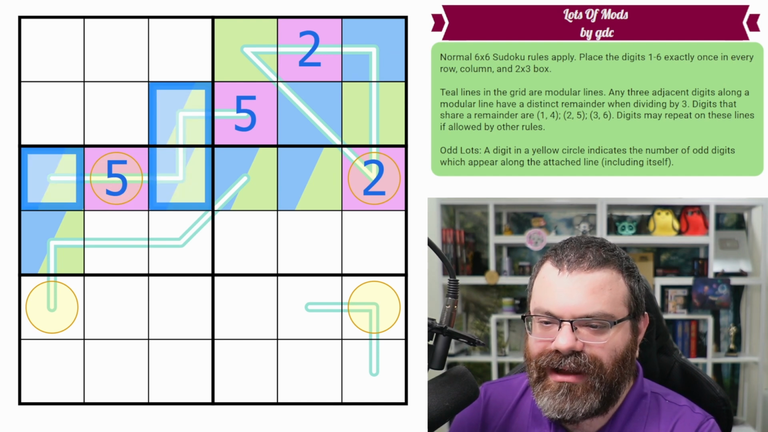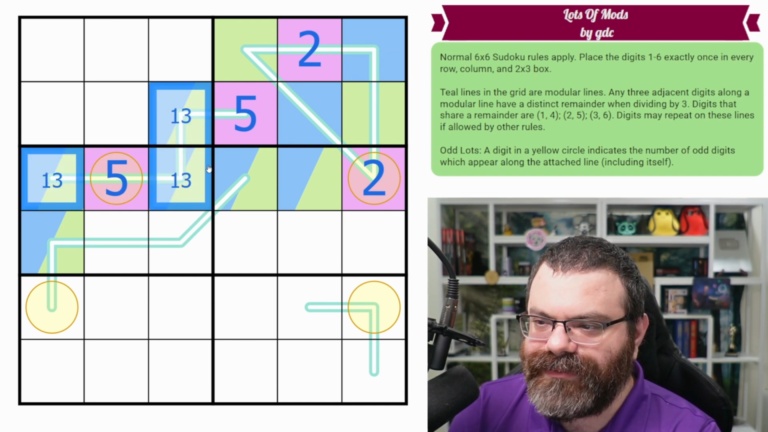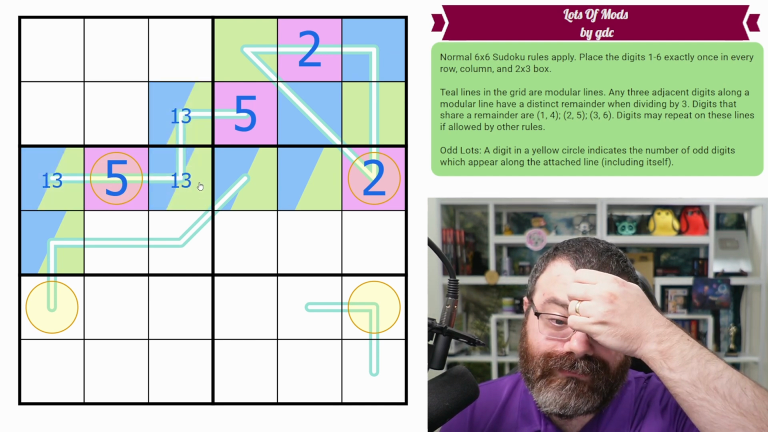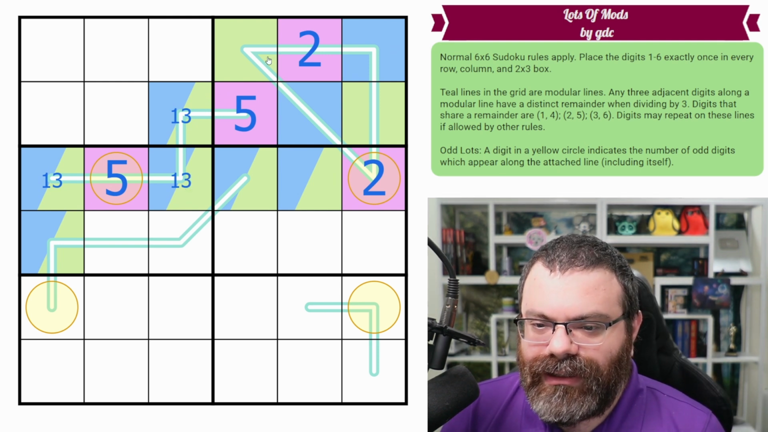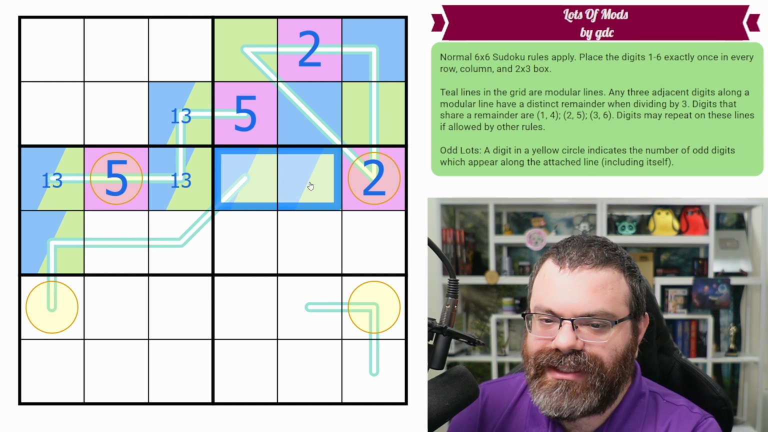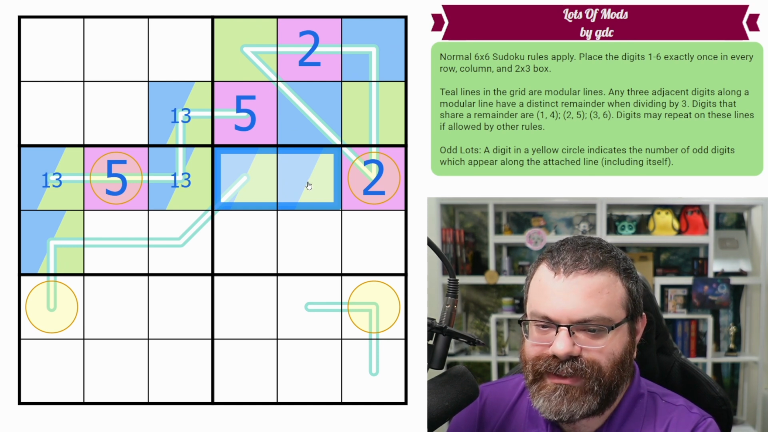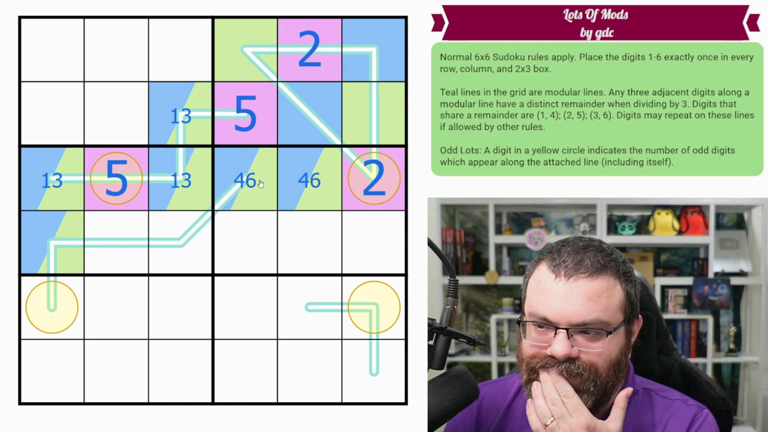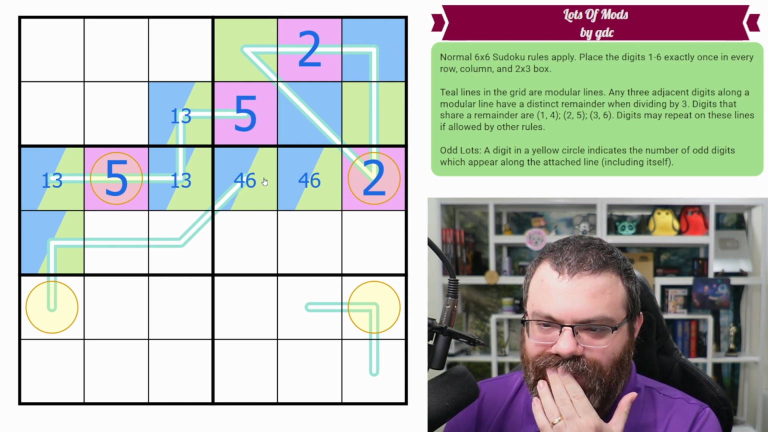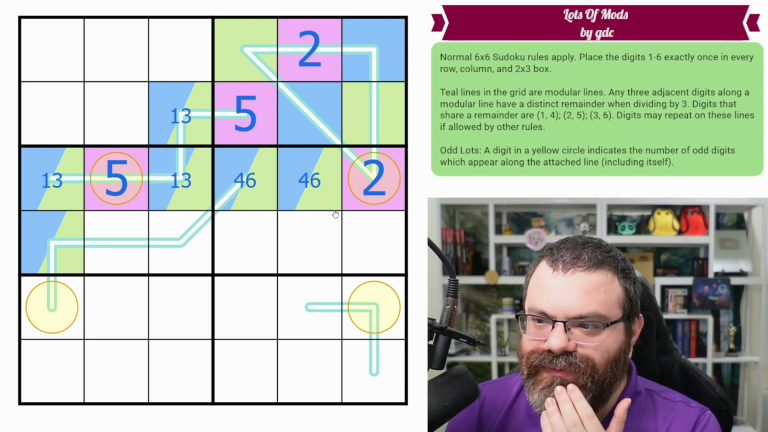And so now these all have to be odd. So these are from 1, 3. Right. Very interesting. Okay. And so then these are the 4, 6. So this one's even. So we know that purple is the 2, 5 grouping.